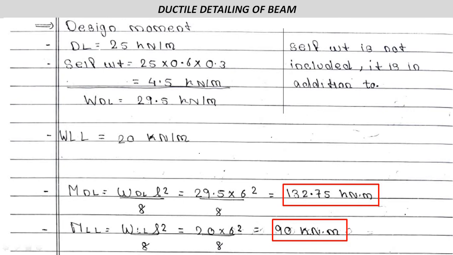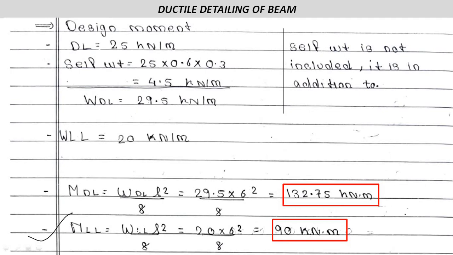So for dead load, the moment is weight of dead load into L square by 8. The dead load is 29.5, so 29.5 into the length 6 meters, which is already provided, and its square, divided by 8. So the moment due to dead load will be 132.75 kN into meter.